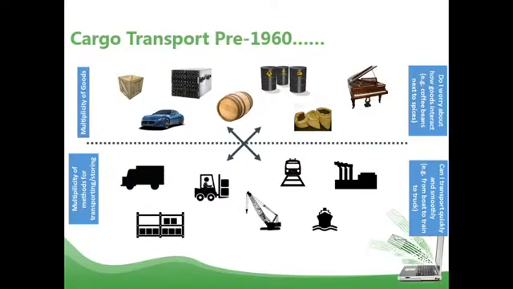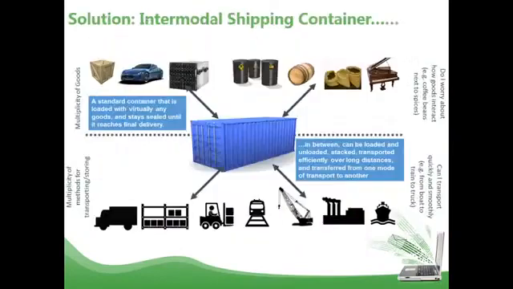But after 1960, what happened? We got the container. With the container, you already know that we can ship almost anything without affecting one another. In a container we can ship a car with oil, with a piano, everything together, but they don't collide, they don't have any effect on one another. The container is that kind of standard solution that came to solve the shipping problem.